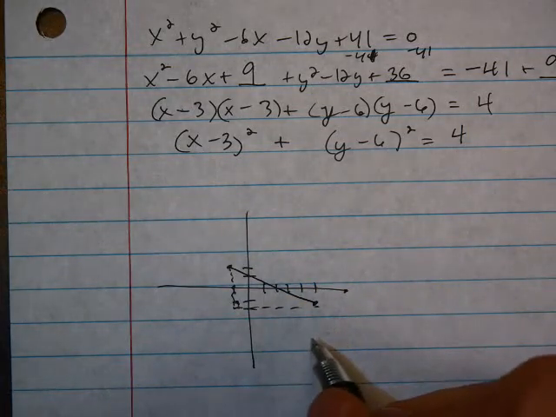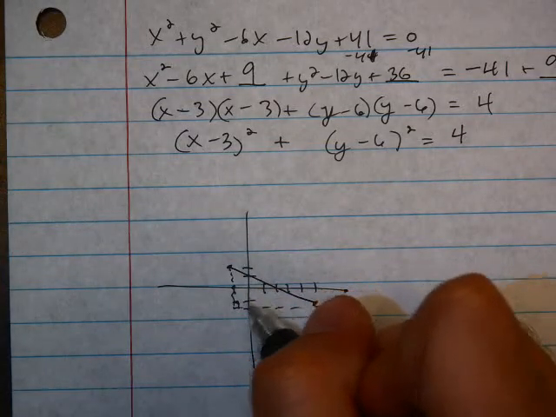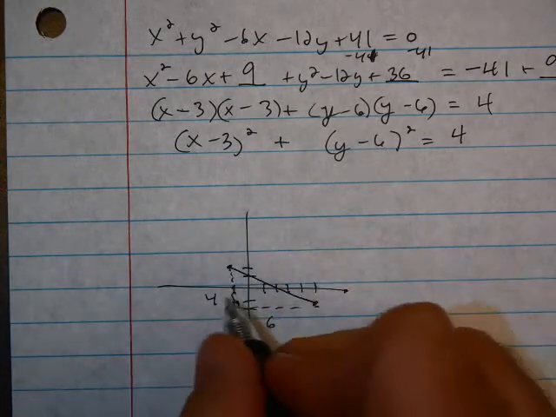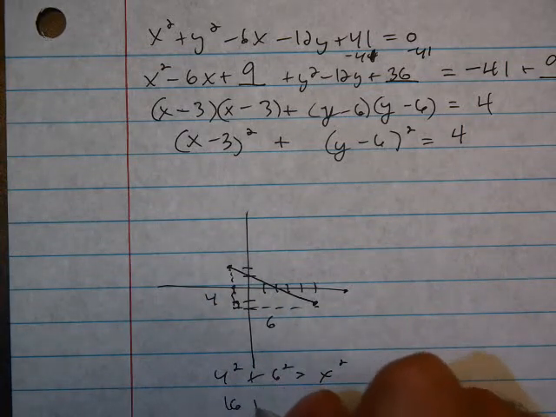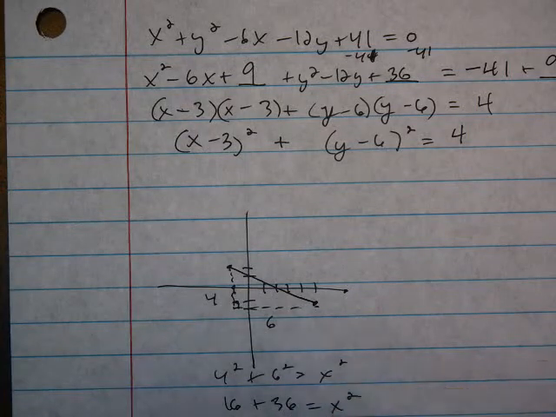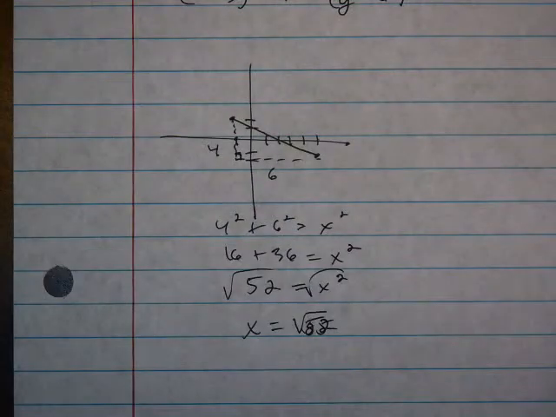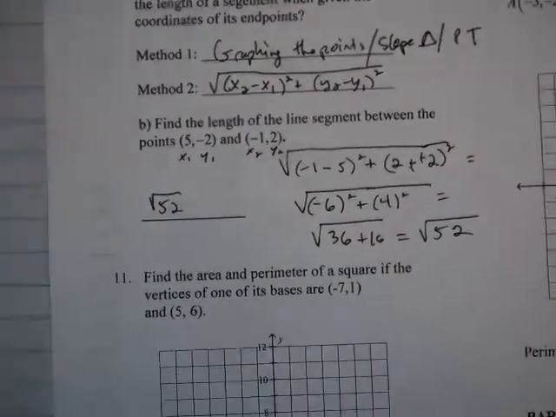If you count your spaces correctly, it'd be easier to count them on the grid, because you'll actually have the grid on the test. 1, 2, 3, 4 spaces down, 6 across. Pythagorean theorem: 4 squared plus 6 squared equals x squared. 16 plus 36, and notice these numbers start to look familiar. Add those, you get 52. Take the square root of both sides to get x instead of x squared, and there it is, the square root of 52. That's the same answer that we just got on the other side. So either graphing or using the formula will work for number 10.